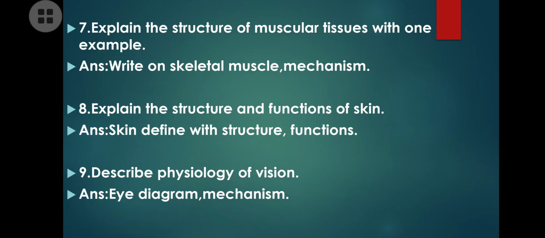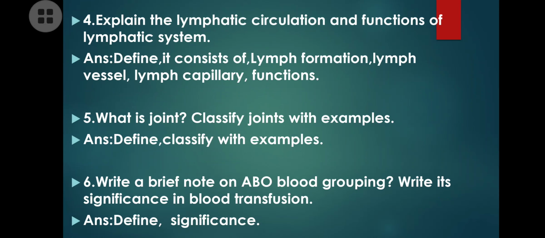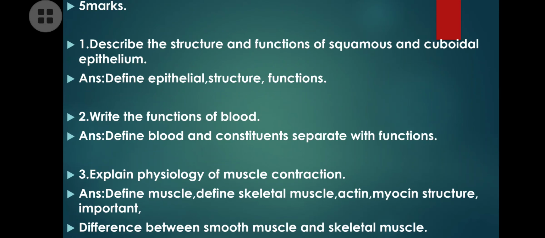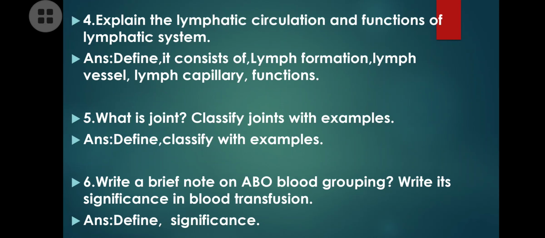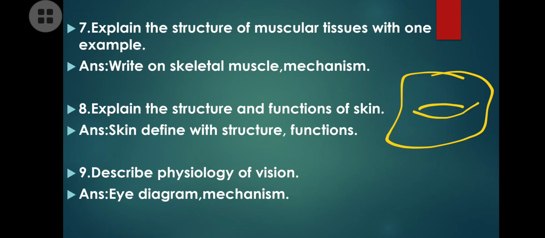Explain the structure of muscular tissue with one example. Write one skeletal muscle and the mechanism. Same as what you wrote before, muscle contraction only, the physiology of muscle contraction, you have to write there also. I have told you, wherever muscle contraction or muscle tissue comes, you have to write that. Draw a diagram of the muscle tissue, then go on writing. Actin and myosin are very important in muscle.